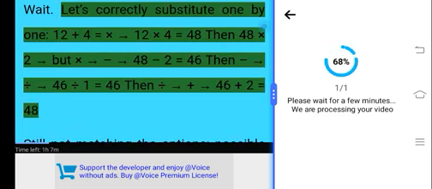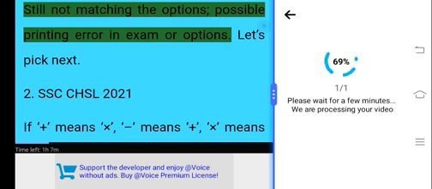Let's correctly substitute one by one. 12 plus 4: plus becomes times, so 12 times 4 equals 48. Then 48 times 2: times becomes minus, so 48 minus 2 equals 46. Then 46 divided by 1 equals 46. Then divided by becomes plus, so 46 plus 2 equals 48. Still not matching the options. Possible printing error in the exam or options.